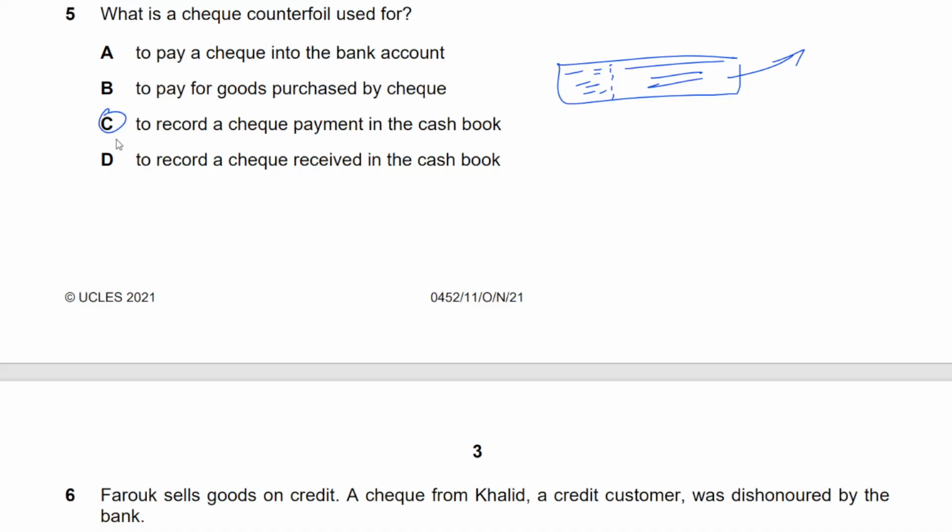I think this is it. Because when you make a payment, you need to have a record. You need to have a book, a business document. So when you cut this cheque off, you give it to your supplier. You as the one who's paying need to record this payment later on. So use the counterfoil, that's this part, to record it in your cash book. It's a business document, and a business document is where everything starts, right? So, to record a cheque payment in the cash book.